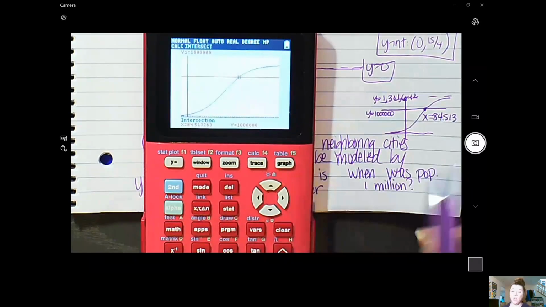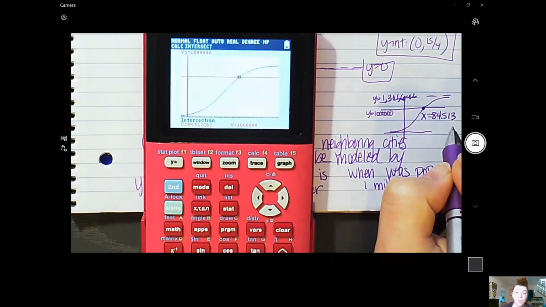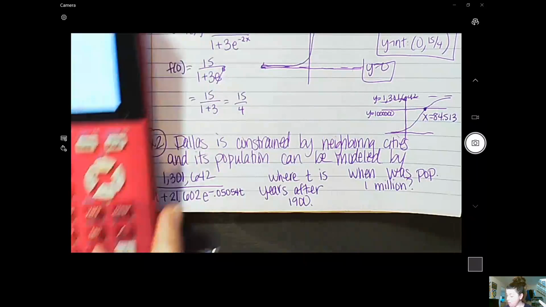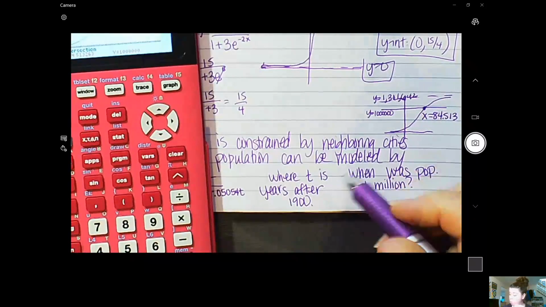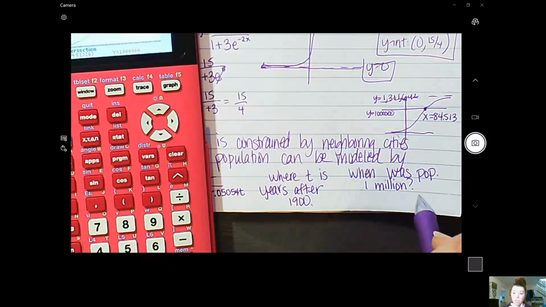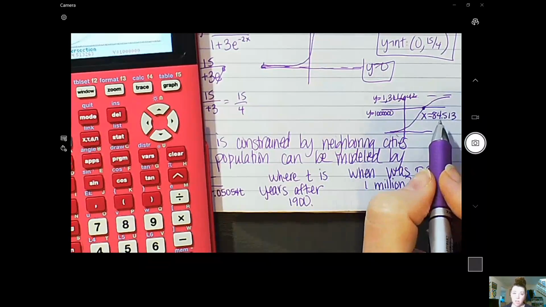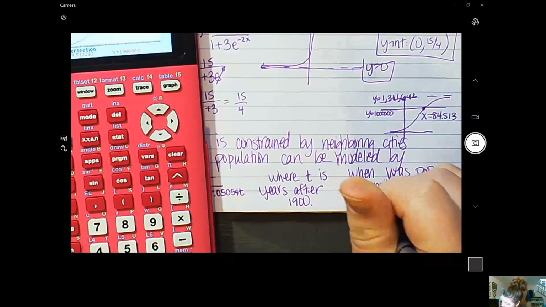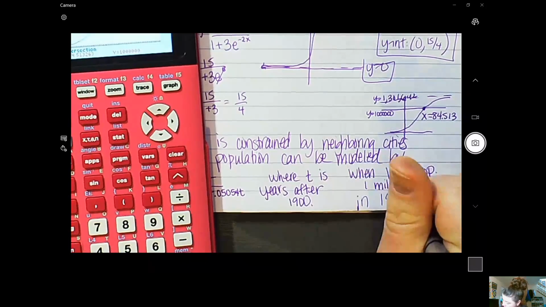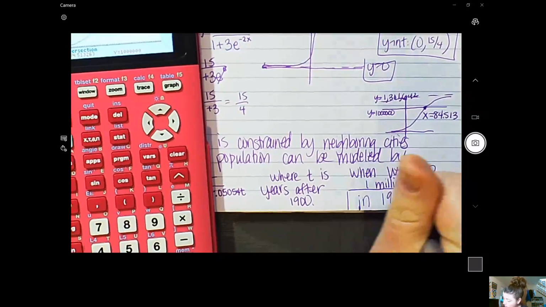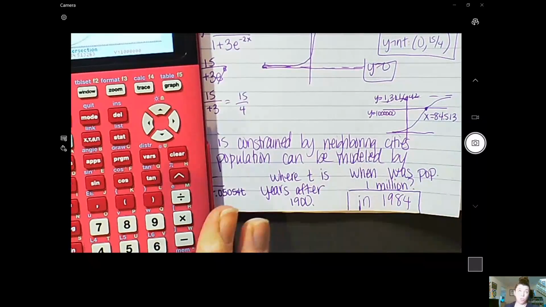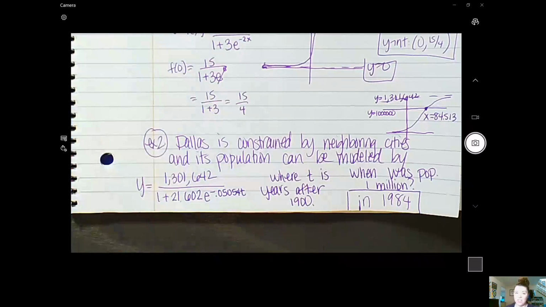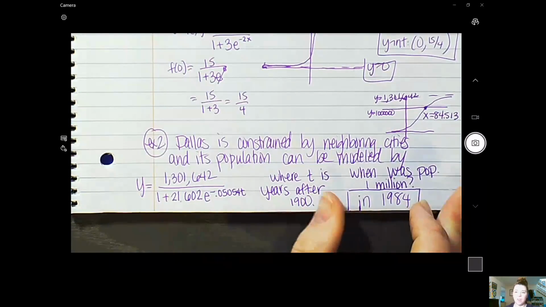Okay, so it took 84.5 years to get to 1 million. So they want to know when it reached 1 million. I'm not going to say 84.5 because that doesn't make any sense. I need to add that to 1900. So I'm going to say in 1984. And if you want to say it's halfway through 1984, like June 1984, then okay. But I just need you to give the year because that's what makes sense in this scenario.